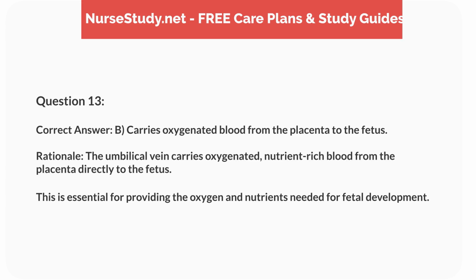Correct answer: B. Carries oxygenated blood from the placenta to the fetus. Rationale: the umbilical vein carries oxygenated, nutrient-rich blood from the placenta directly to the fetus. This is essential for providing the oxygen and nutrients needed for fetal development.